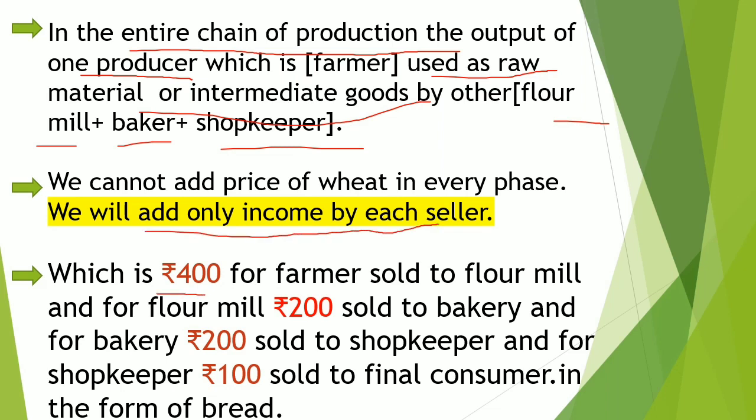So for the farmer it is 400, because the selling of wheat becomes his final consumption. So the 400 will come into the GDP. And the flour mill, when he converts the wheat into flour, adds 200 rupees, making 600 of flour and selling it to the bakery. So 200 becomes the manufacturing value of turning wheat into flour.